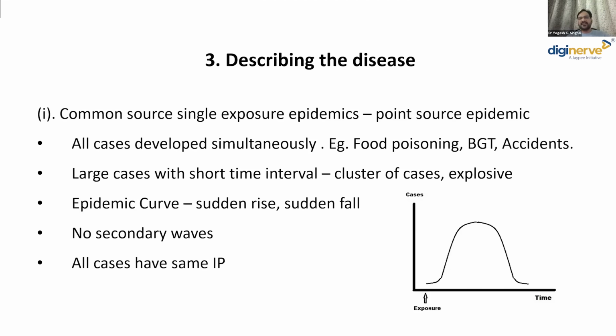So what is happening here? There will be many cases, a large number of cases, within a brief time, within a short interval. Because there are sudden cases, there will be a rapid rise of cases, a cluster of cases, and explosive growth of the disease. The epidemic curve will rise suddenly and fall suddenly, and there will be no secondary wave because there was a single exposure. All cases will have the same incubation period. So this is the common source single exposure epidemic.